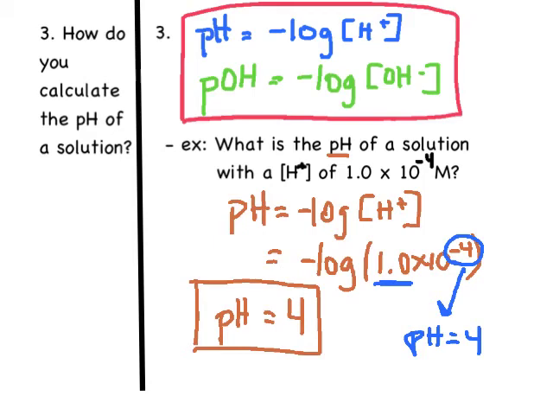So that'll work for the same kind of thing if we have 1.0 times 10 to the negative 13, and we're asked to find the pH. Well, the pH would be 13, because we just take the negative value of it, so we'll just take away that negative sign. So that's how mathematically the pH works. It's taking the negative log of either the hydrogen ion concentration or the hydroxide ion concentration.